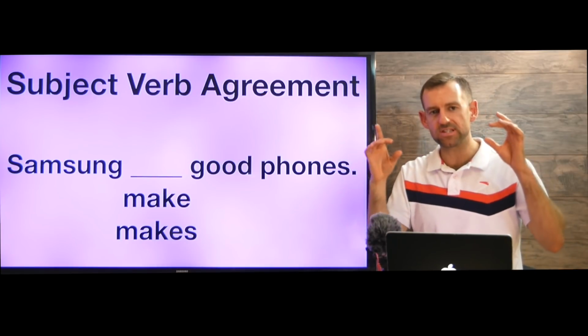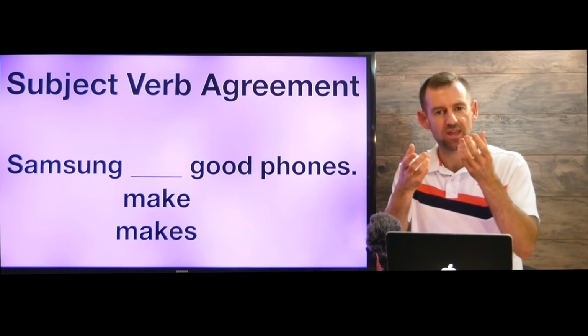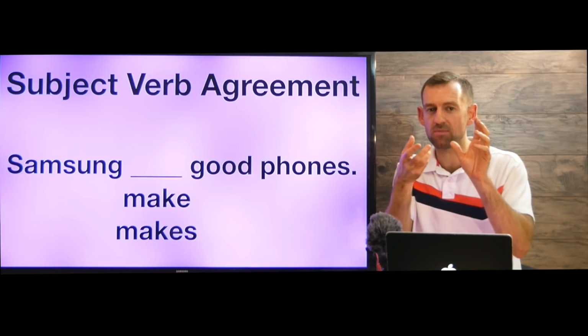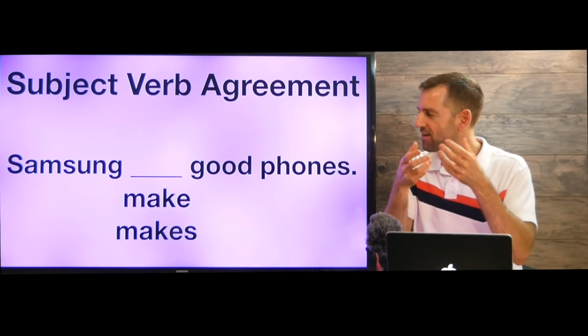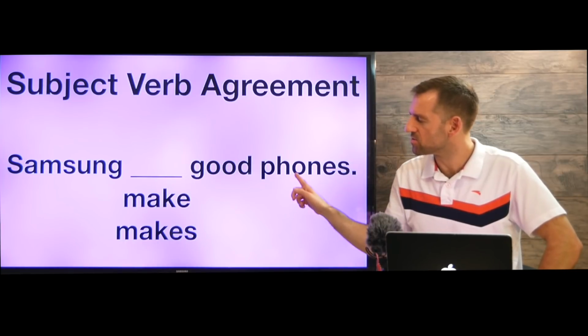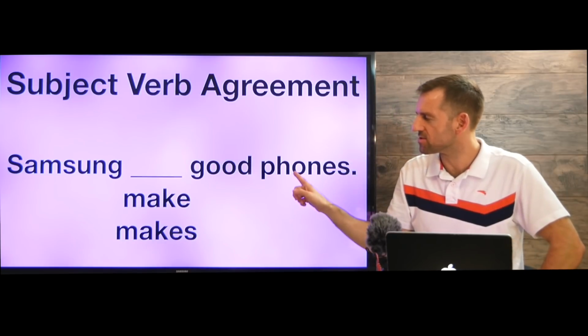So when we have a sentence, we have a subject and we have a verb, right? Now the subject has to agree. It has to be the right form to fit. Okay, they have to match. Look at this. Samsung make good phones, or Samsung makes good phones.